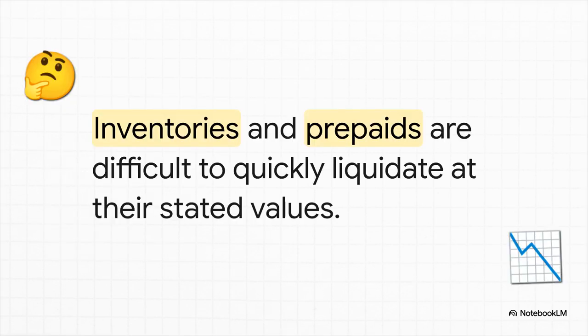Just think about it for a second. If you need cash today, are you going to be able to sell a whole warehouse full of inventory for what it says on the books? No way. You'd probably have to have a massive fire sale just to move it. And you absolutely cannot pay your suppliers with your prepaid insurance. These assets just aren't as liquid as the others.